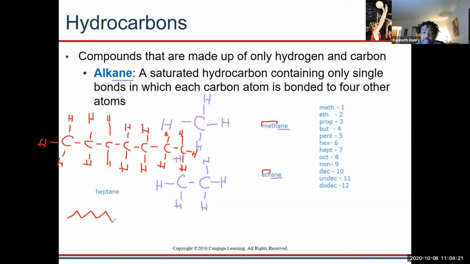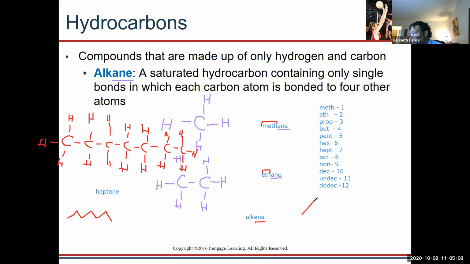Have you guys heard of saturated fat? Yeah. So saturated fats only have single bonds. They're carbons with only single bonds, and they're saturated with hydrogens. Unsaturated fat has double bonds. And then we have the next family, which has double bonds, called alkenes. So that means that it's carbons that could have at least one double bond.